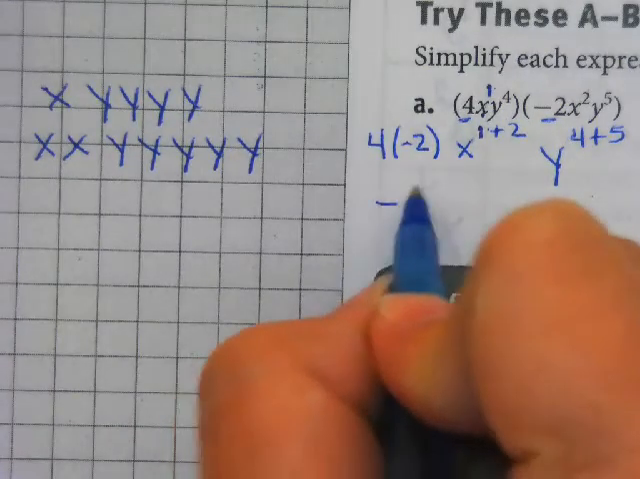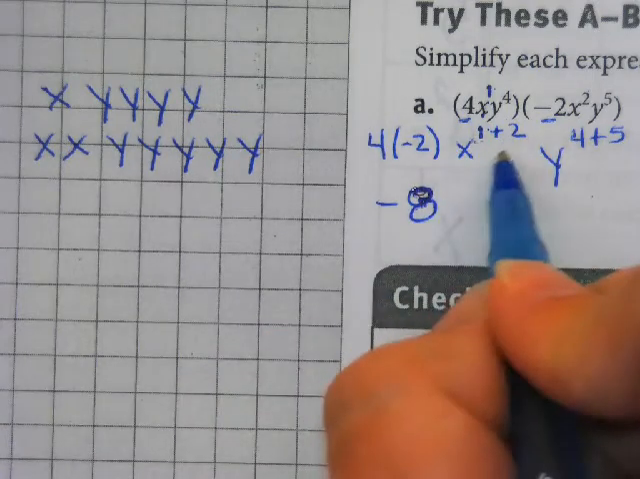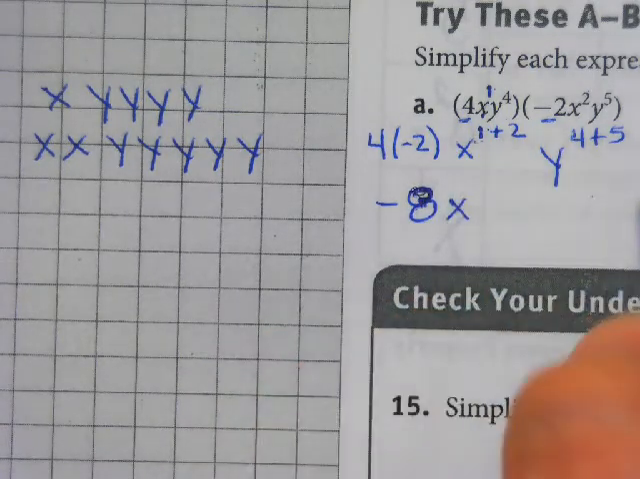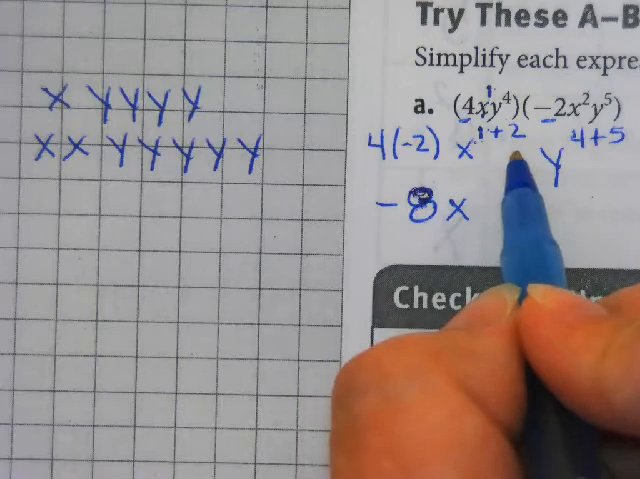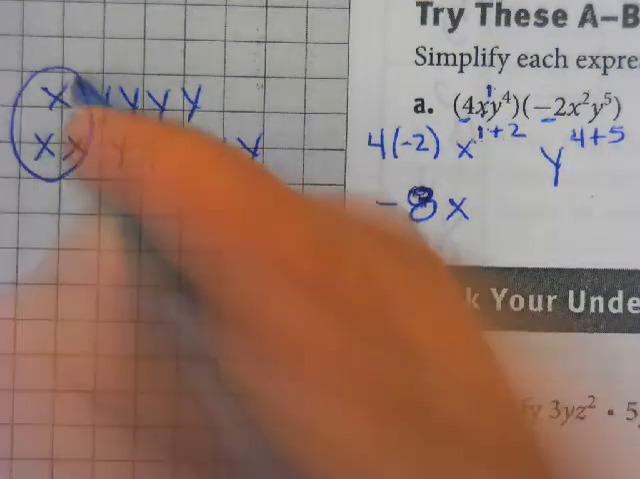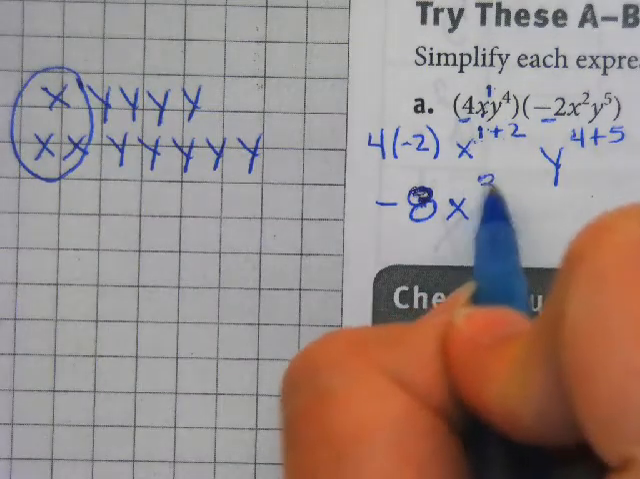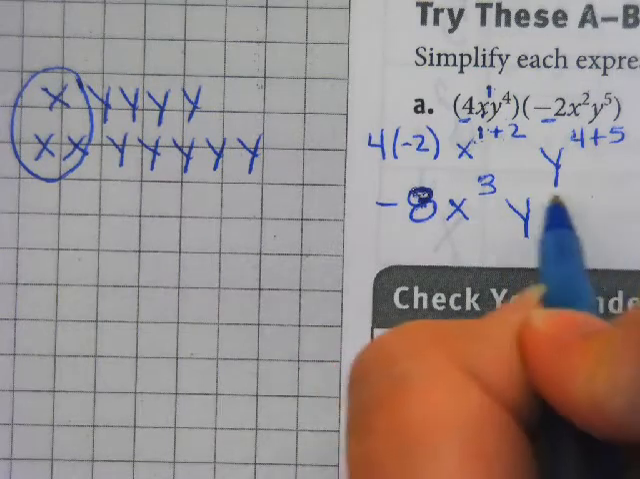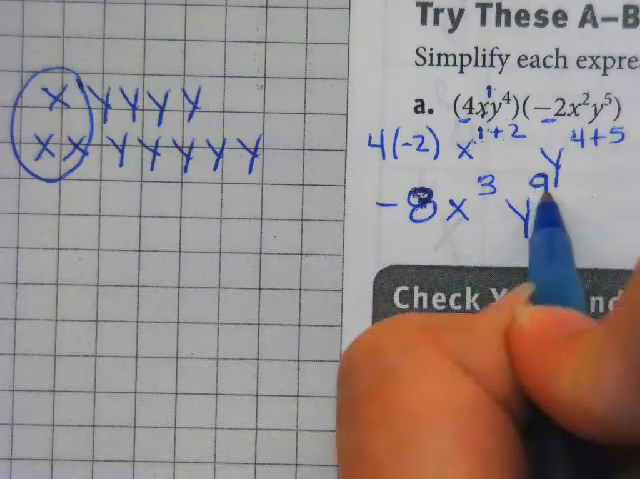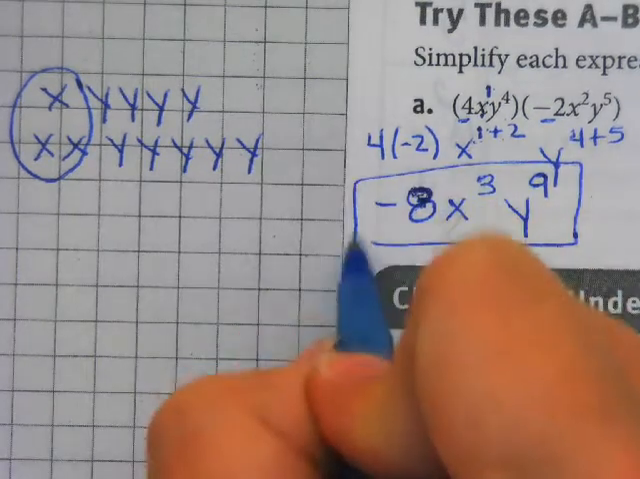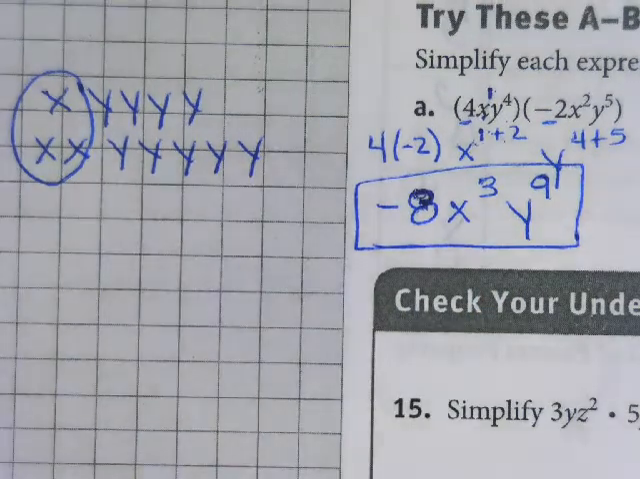So I have -8. How many x's do I have now? X to the, what's 1 plus 2? 3. I can also see that here. X to the third, y to the what? Y to the 9th. Okay, so that's how you can utilize those rules.